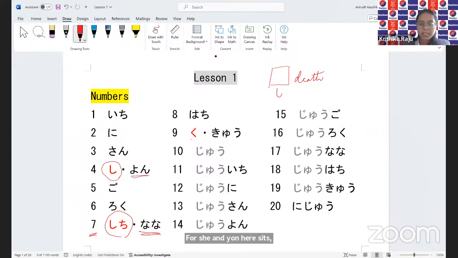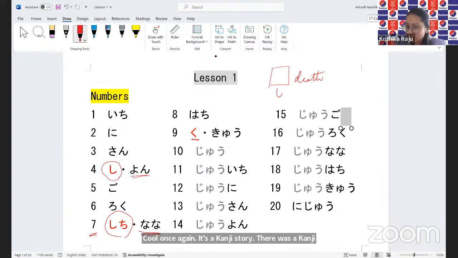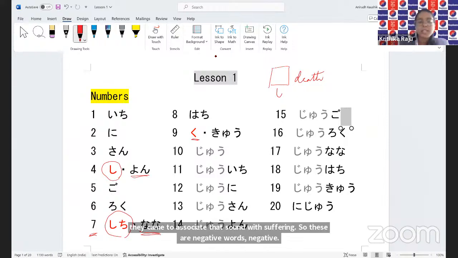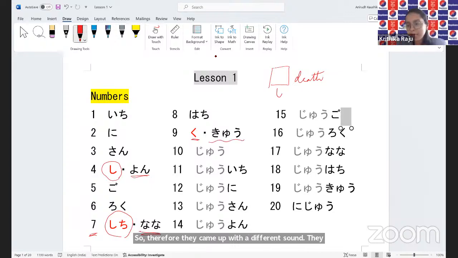So coming to 9, ku. Once again, it's a kanji story. There was a kanji with the reading ku, and the sound ku meant suffering. So they came to associate that sound with suffering. These are negative words, negative things to think about. So therefore, they came up with a different sound. They changed it slightly and made it Q instead of K. Once again, they both exist. K is also used, Q is also used. That's where you see it in your textbook. So these are the reasons why you have more than one sound for some numbers.